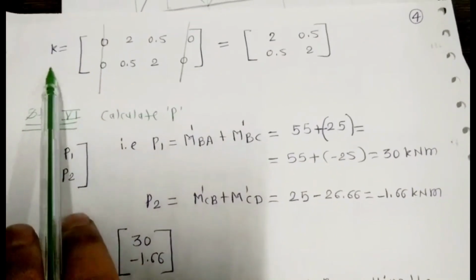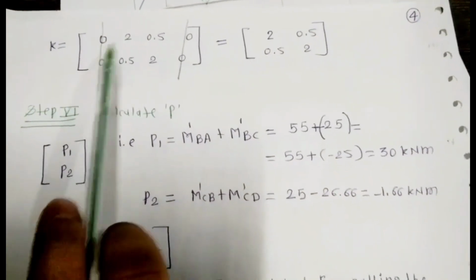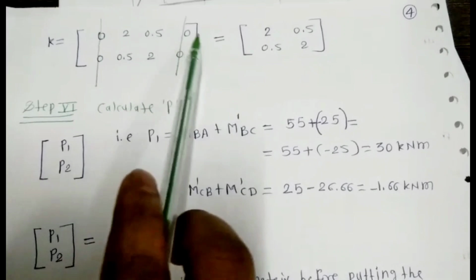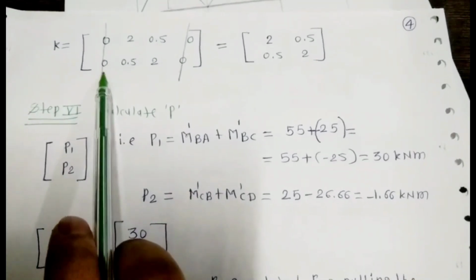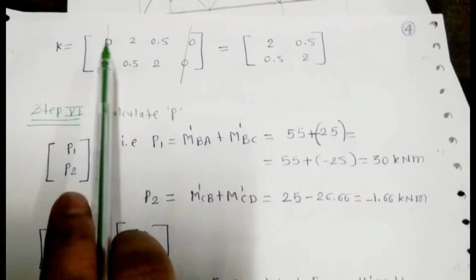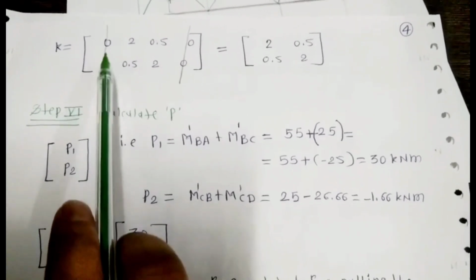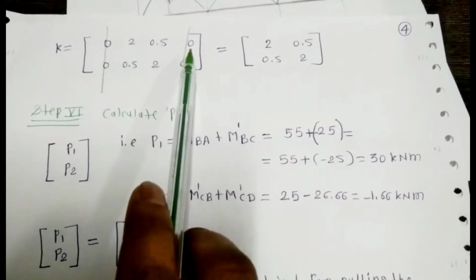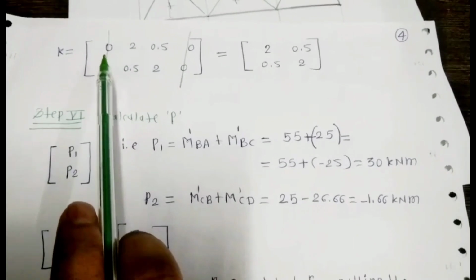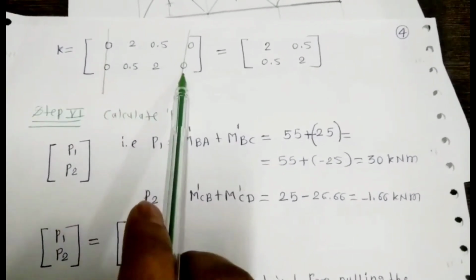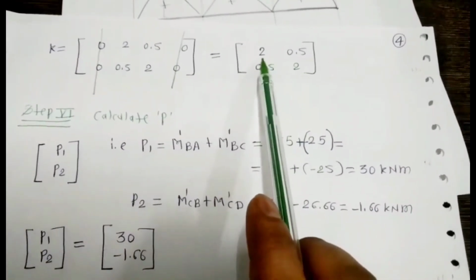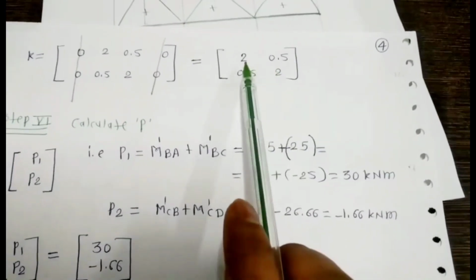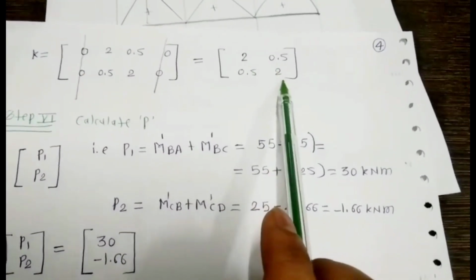So our stiffness matrix will be, you can see here, 0 in the first row, 0, 2.5, 0; second row, 0, 5, 2, 0. So we have to discard the elements which have 0 value, that is, we have to discard the row and column which have 0 value. So after discarding, our net matrix will be a 2 by 2 matrix, that is 2, 0.5, 0.5, 2.